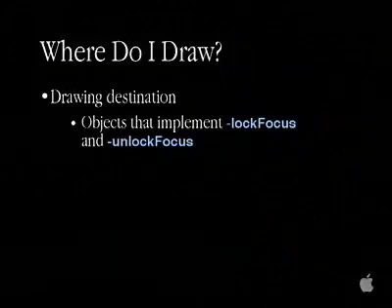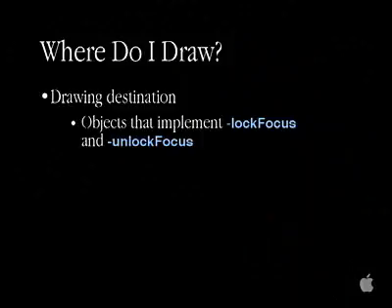So if you're going to draw, the first question is, what am I going to draw on? Well, actually, your first question is, what are you going to draw? But that's your problem. Where you draw, that's for us. So a drawing destination in the application kit is an object that's able to get the drawing focus. In other words, it's an object that can get the current Core Graphics state. So in the kit, these are objects that implement lock focus and unlock focus methods.